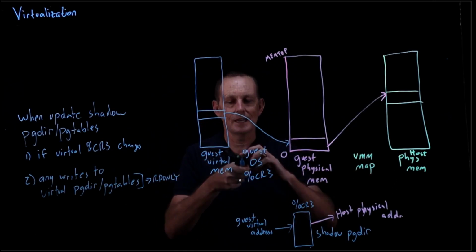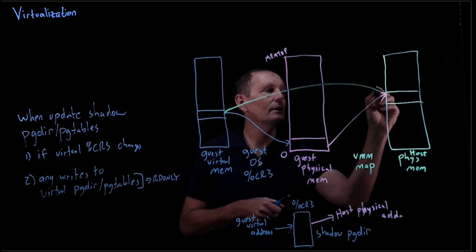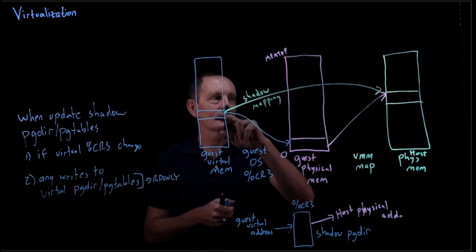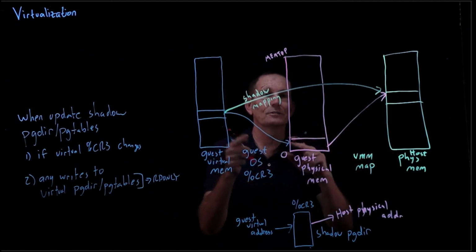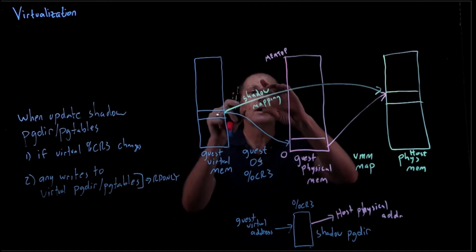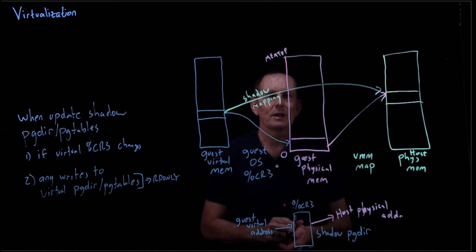So just to make this clear, the shadow mapping goes directly from a guest virtual memory address to a host physical memory address. Not a complicated thing to figure out what it is. Just one step here and then follow it here. That'll tell you where you go. But we're going to maintain that mapping in our shadow page directory and page tables.